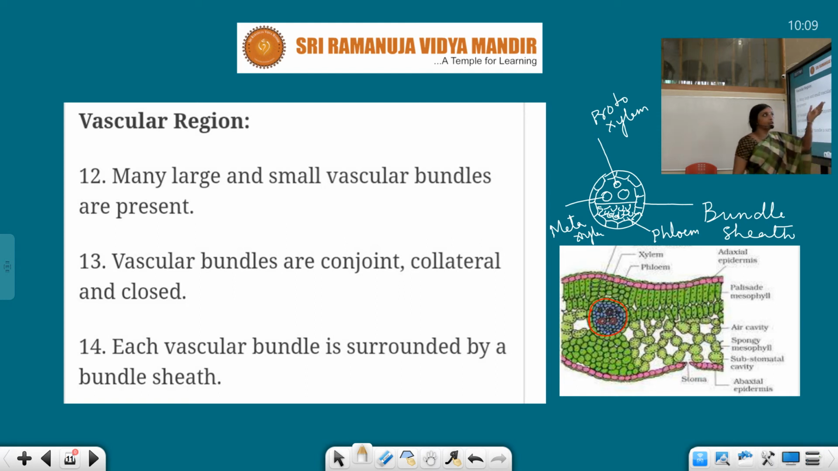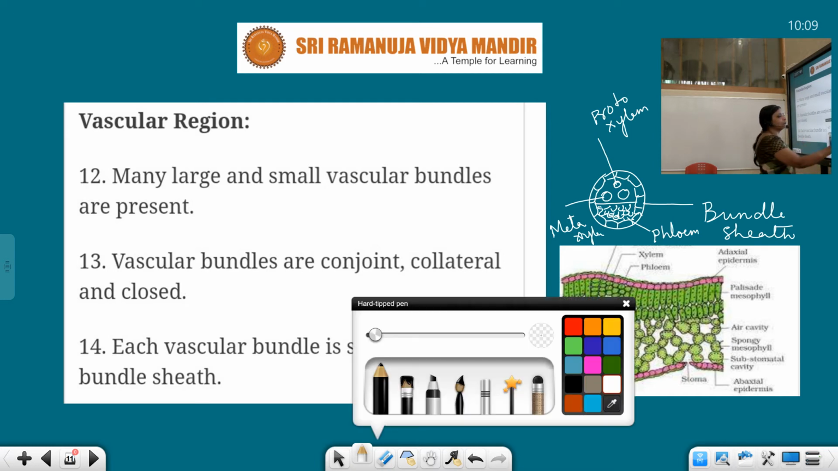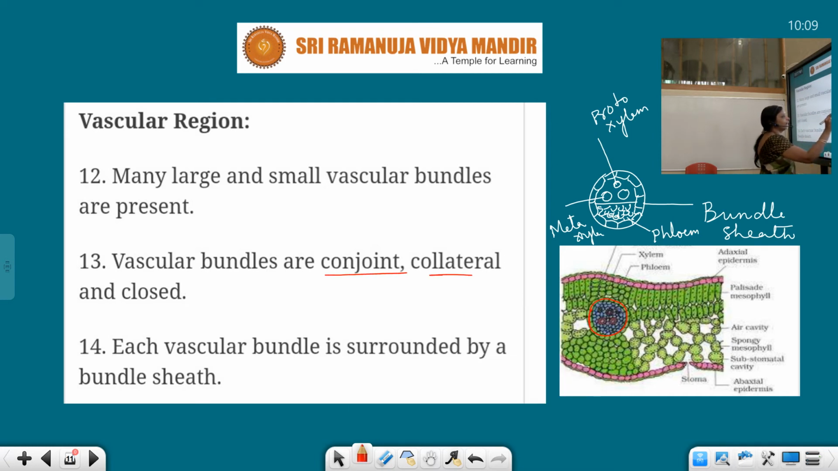So these vascular bundles are conjoint, because xylem and phloem are in the same bundle, and collateral, that means they are placed side by side, and closed type of vascular bundle. Closed because no cambium ring is present. In the dicot stem, we have seen the cambium ring was there. So if a cambium ring is found, the vascular bundles are open. But here there is no cambium ring, so the vascular bundles are conjoint, collateral and closed.